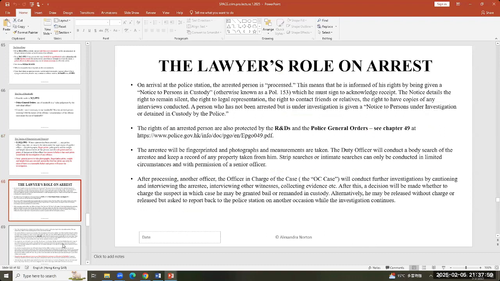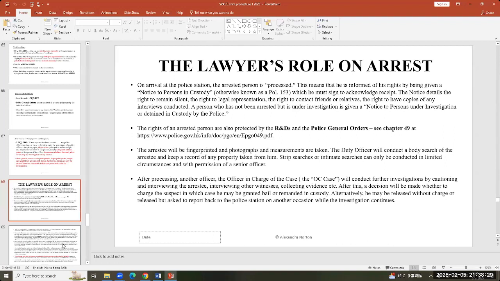In terms of your role as a lawyer, obviously, you need to make sure that the police have complied with all of their duties and that your client's rights are protected. So when they are processed at the station, they should be given what's called a Poll 153. That sets out all of their rights. So they're told that they have the right to stay silent, that they have the right to legal representation.